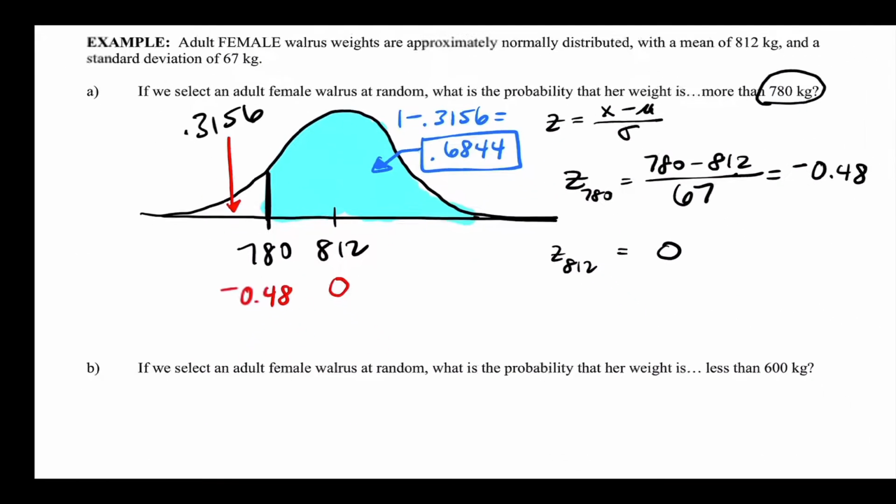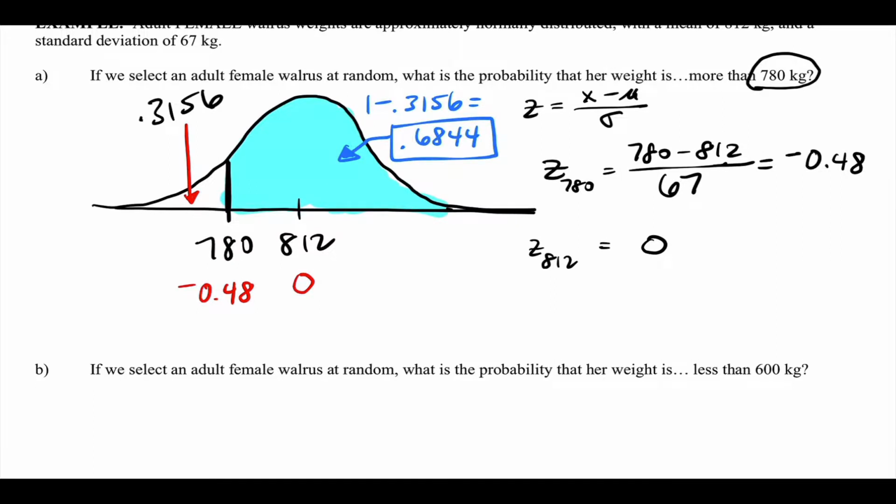Let's go back. So we did step 1, draw and label. We did step 2, shade. We did step 3, z-scores and tables to calculate a probability. That's our probability right there, 0.6844. The last thing is, what does that number mean? Okay, this is what we're going to write. It answers the question, what is the probability?